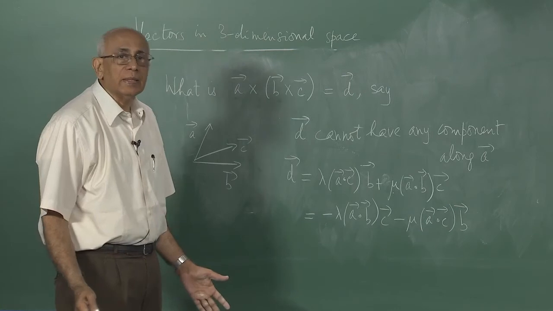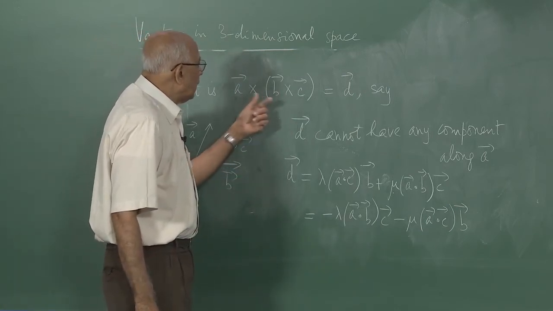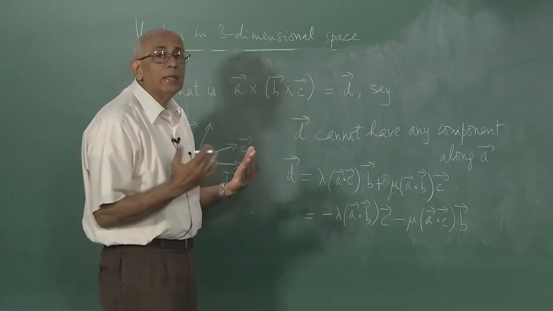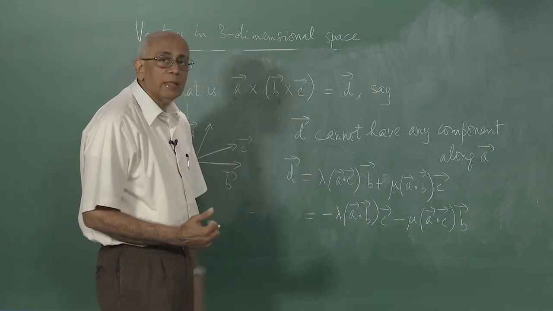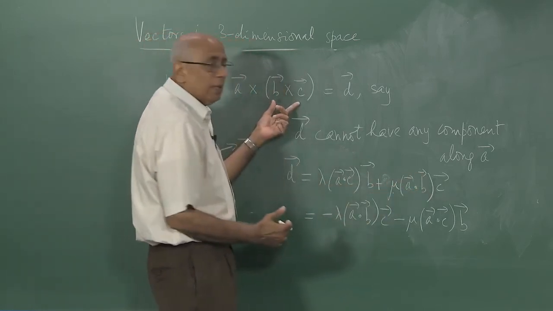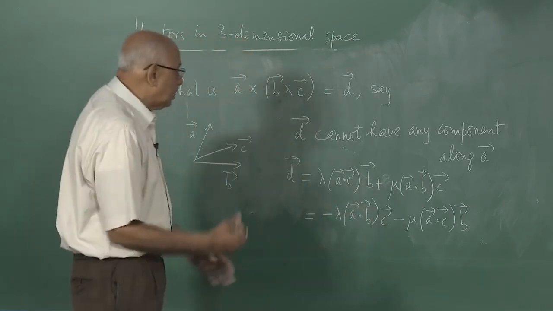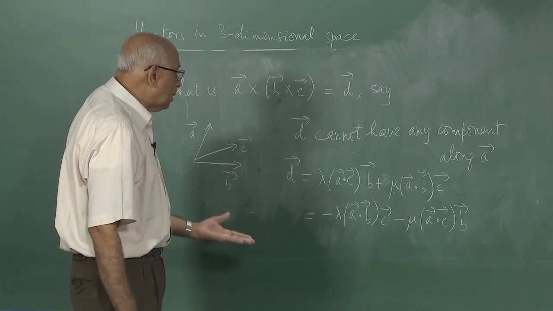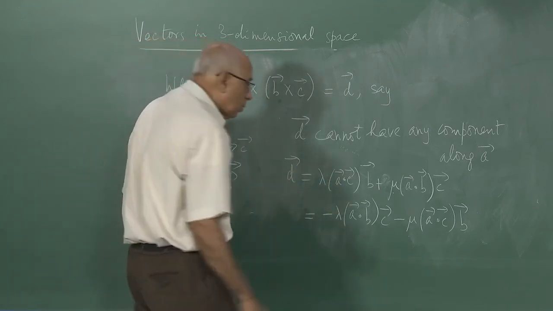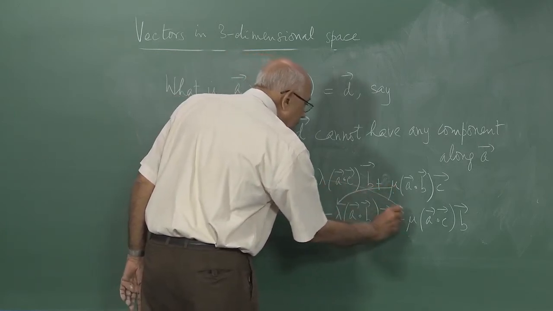No other possibility. Again I go over the argument. Had I started with A cross C cross B by interchanging B and C, I would have got minus the original answer. D should go to minus itself. But D is given by this in the case of B cross C, and it is given by this in the case of the interchange. Now this is only possible, as you can see, if these two are equal to each other, and this is only possible if mu is equal to minus lambda and lambda is equal to minus mu.